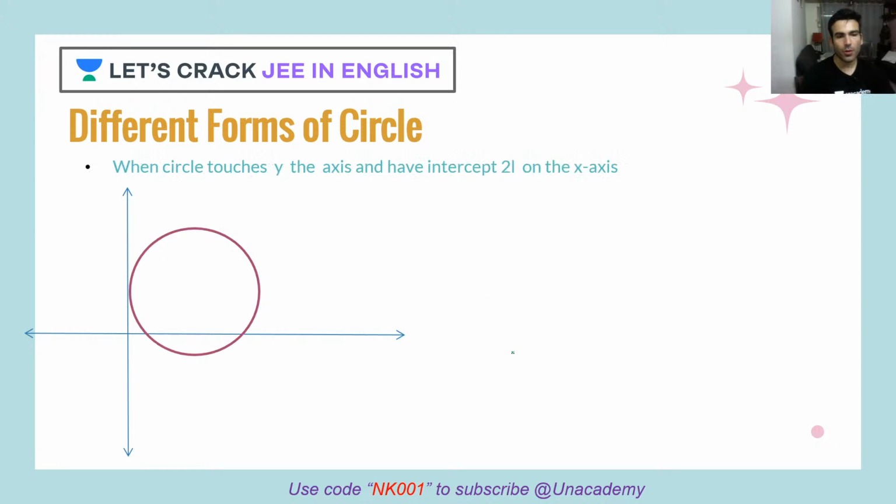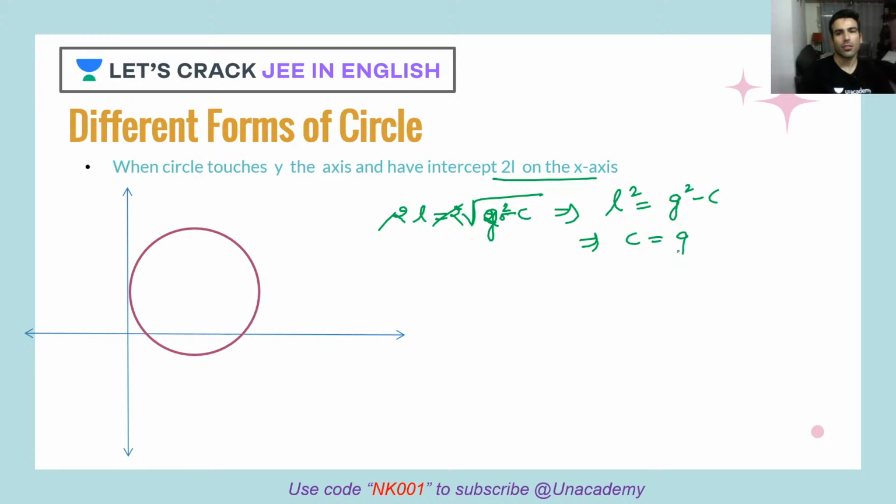Clear? Let's go ahead. When a circle touches the y-axis and has intercept 2l on the x-axis, 2 pieces of information are given to you. 2l is equal to the root of twice of g square minus c. So the 2 will cancel out. What do I have? l square is equal to g square minus c. So I can say c is g square minus l square.